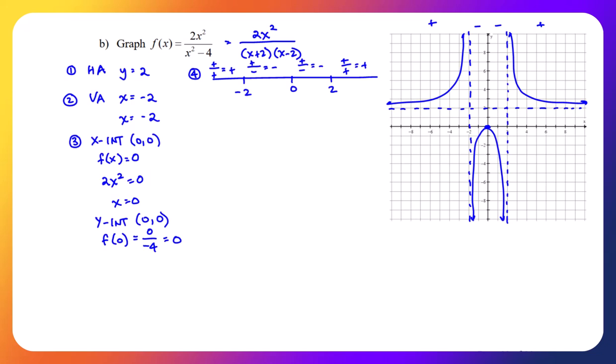This one looks similar. But the degrees are the same, so the horizontal asymptote is the ratio of the coefficients, 2 over 1, or 2. y equals 2. There's the horizontal asymptote. I factor and nothing reduces out, so I set the denominator equal to 0, and I get the two vertical asymptotes, x equals negative 2 and x equals 2.